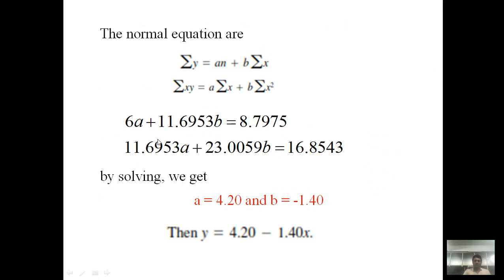So right now there are just two equations and two unknowns, so definitely we get a unique solution. You can apply any strategy, say the Gauss elimination method or Cramer's rule, as you wish, whichever you are comfortable with. It's very simple, only two equations and two unknowns, so we do not go into the detail. Solving this, we get the value of a as 4.20 and the value of b as minus 1.40.